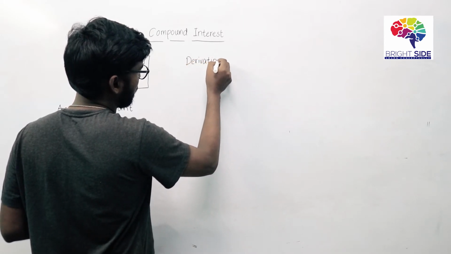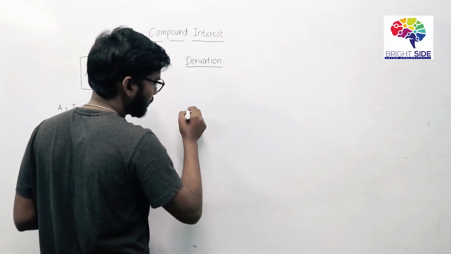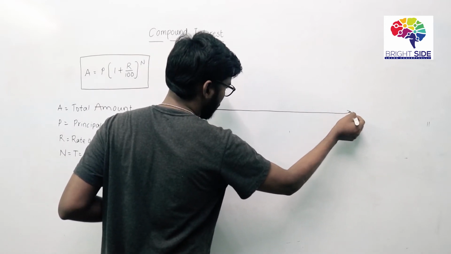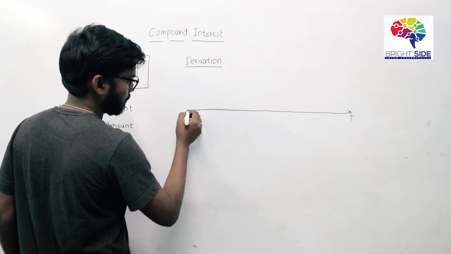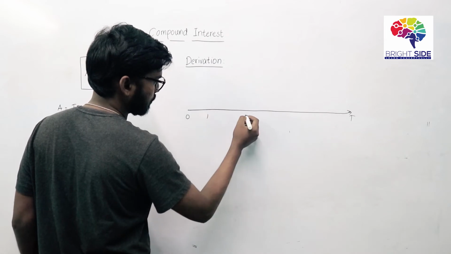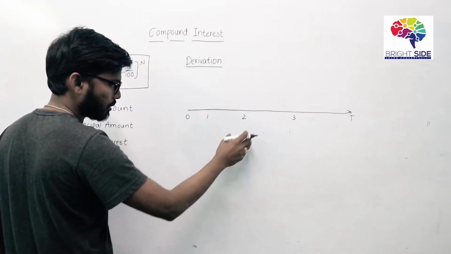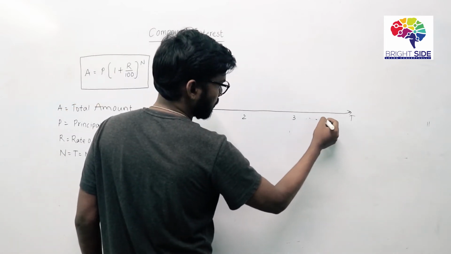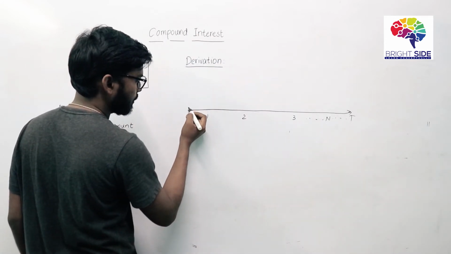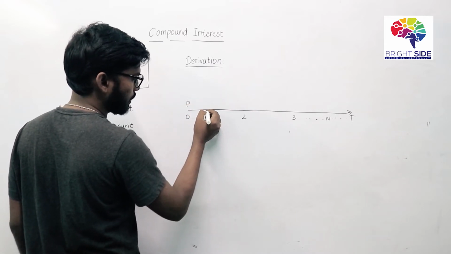Derivation. So we shall start by taking a timeline. Let us suppose it to be a timeline. So 1, 2, 3. Why I am giving distance is to write the formulas down here. So many years.